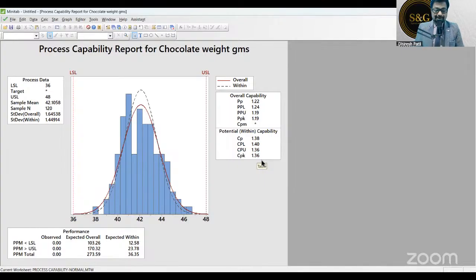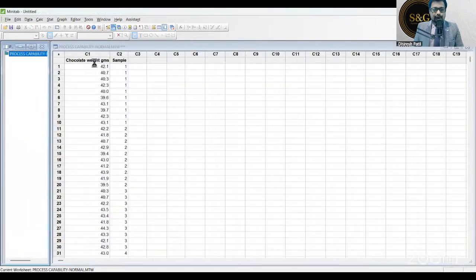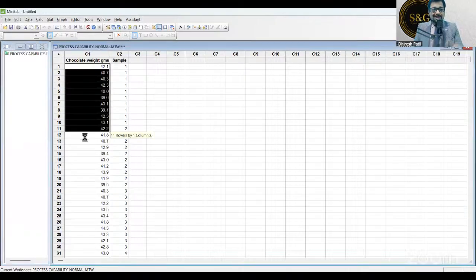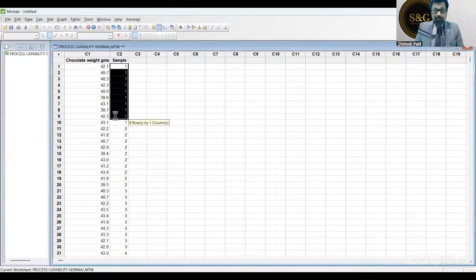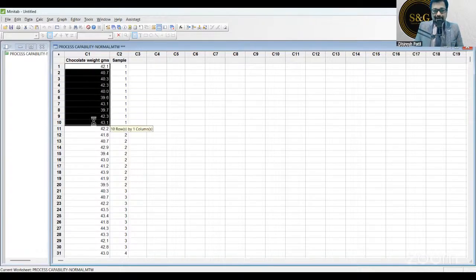Now, for example, understand this. What is overall and what is within? If you go back to the data, in the first column I have chocolate weight, right? Second column is sample. Sample 1, 1, 1, 1. So the first 10 chocolates have been taken as a subgroup. For our calculation, we separately calculated for individual data. But here they have taken 10 chocolates at a time, and similarly 10, 10, 10, 10.